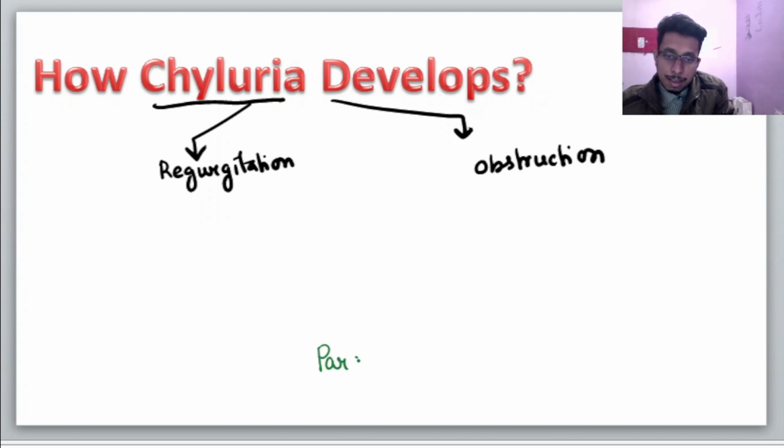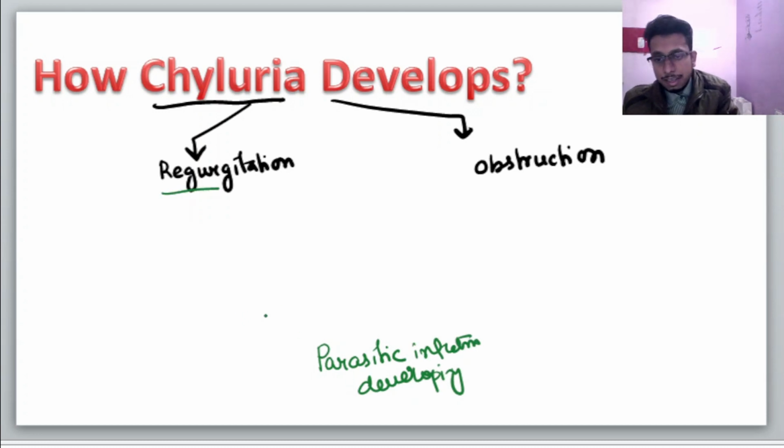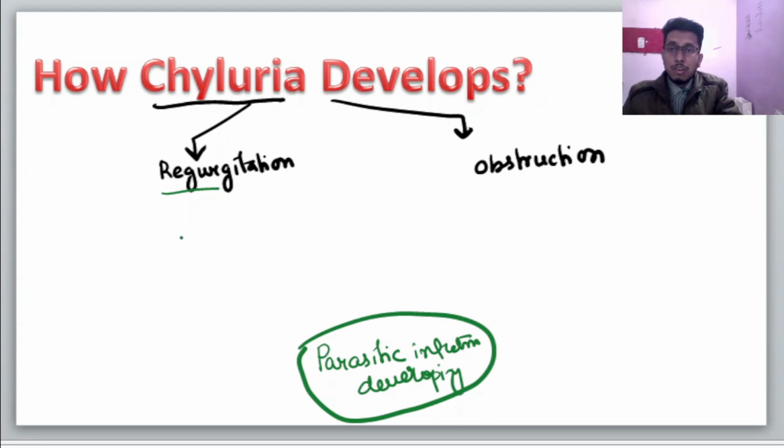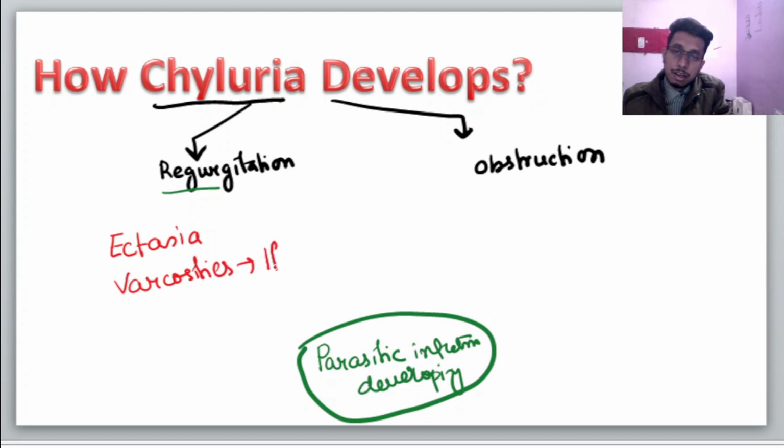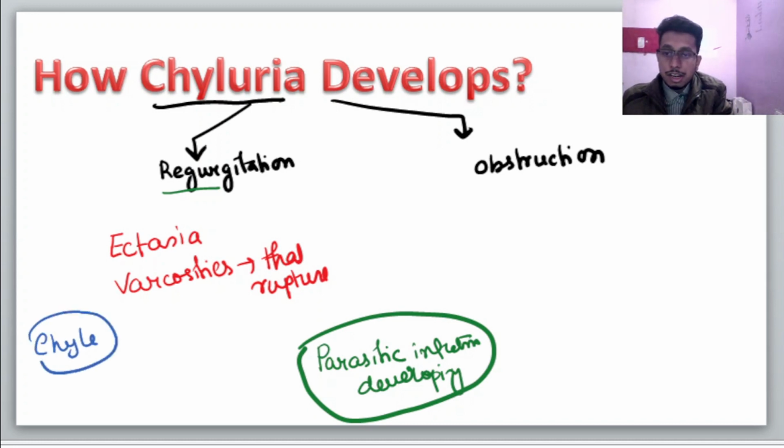Now, mainly it is seen due to parasitic infestation in our country or in any developing world. What happens is, this regurgitation theory is based upon the fact that either the buildup of toxic metabolites or an inflammatory immune reaction which becomes secondary to parasitic infestation results in the development of lymphatic ectasia, or varicosities that rupture, which results in release of chyle from dilated intestinal lymphatics to the renal system.